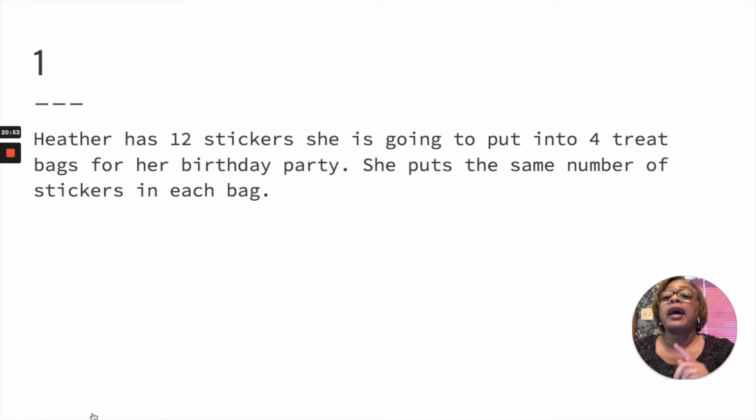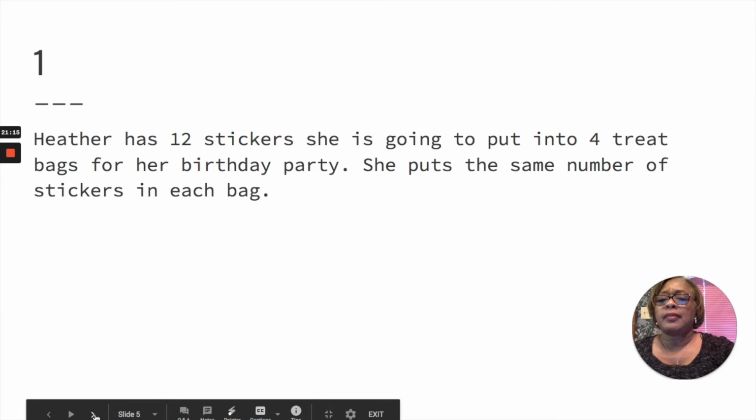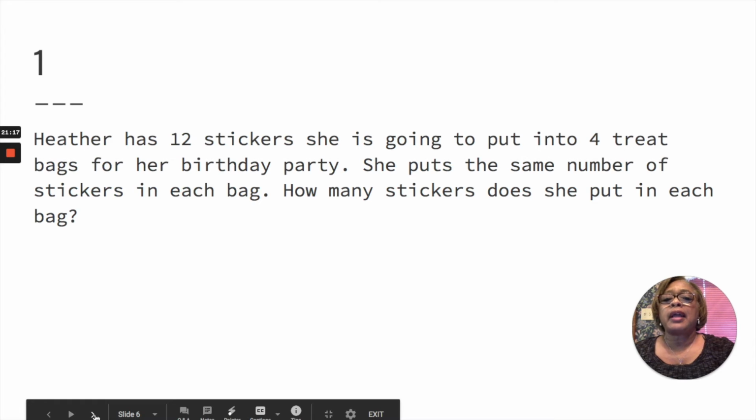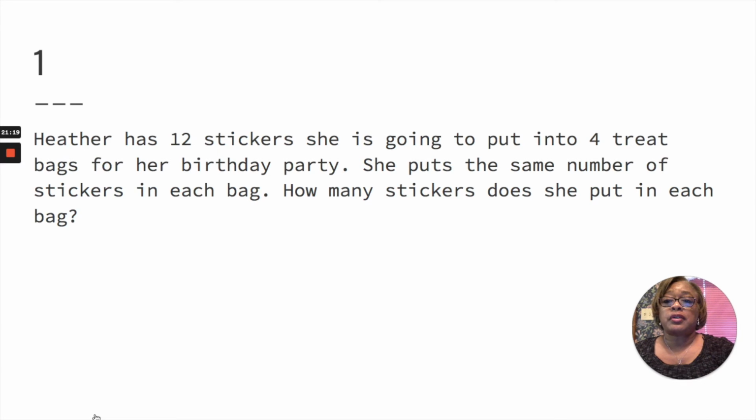Very slowly, I introduce another number. Now I know she has 12 stickers. And she's going to put those 12 stickers into 4 treat bags for a birthday party. But then she puts the same number of stickers in each bag. So that gives me a lot more information, tells me a little bit about the mathematics that's taking place. And then last but not least, I get the question.